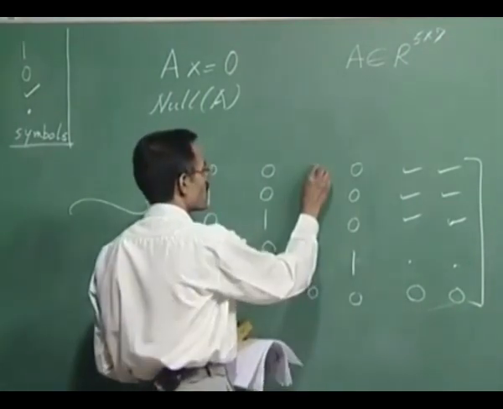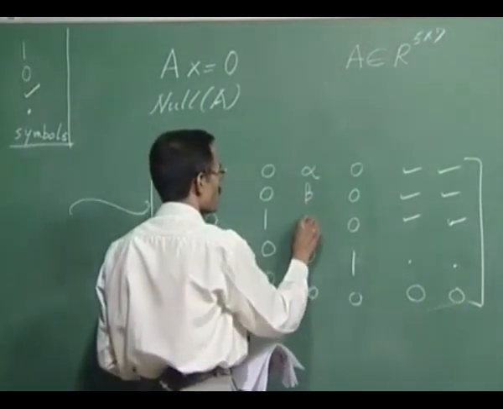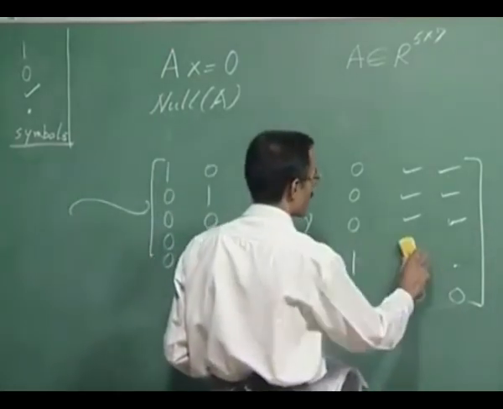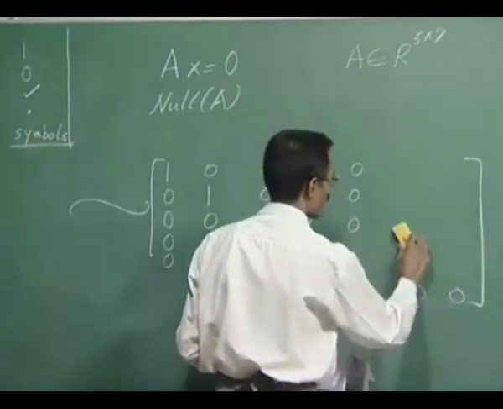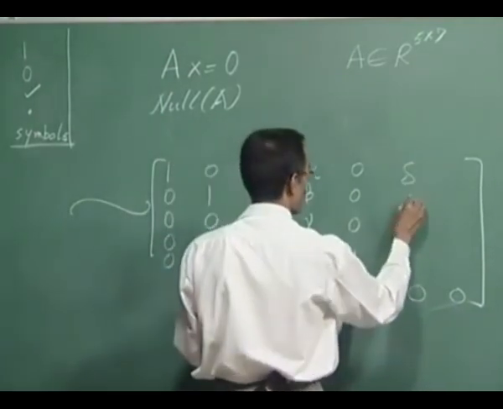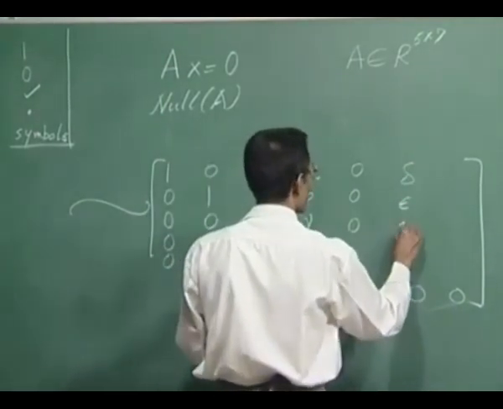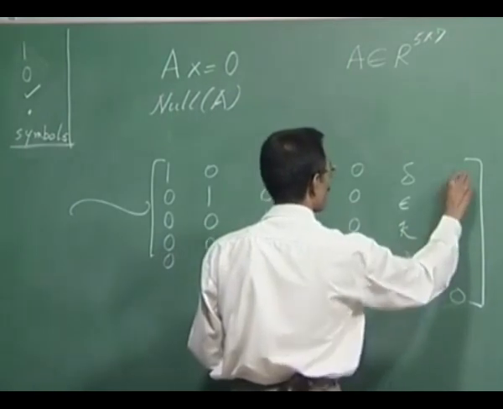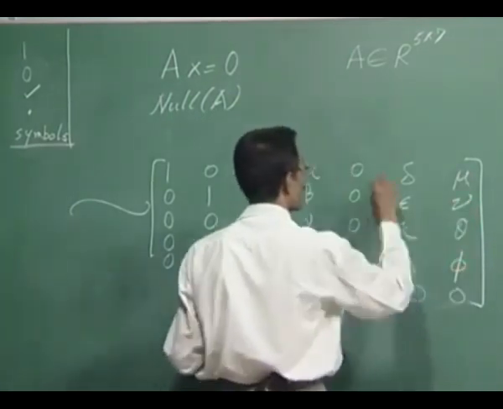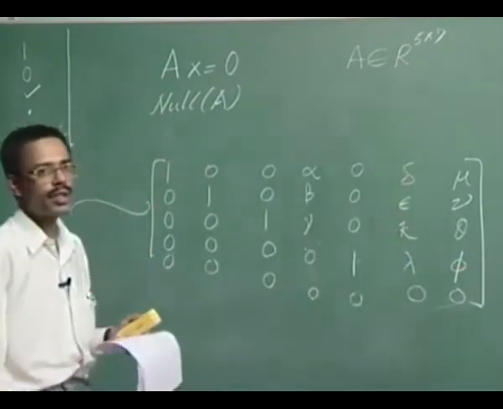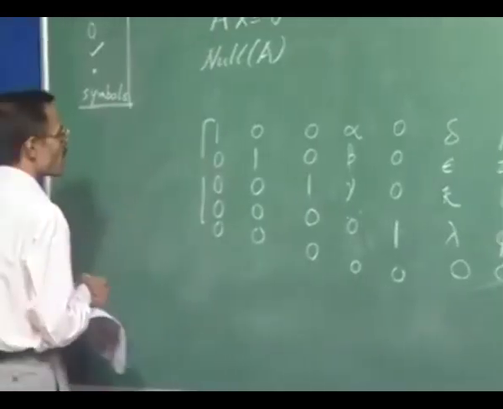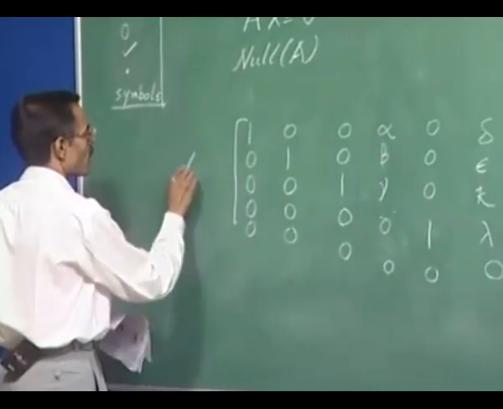The non-trivial entries, suppose we call them alpha, beta, gamma. Then the next round of non-trivial entries are in these columns. Let us give them also certain names, say delta, epsilon, kappa, lambda, mu, nu, theta, phi. These are the non-trivial entries which remain in the matrix, and now let us call this reduced, simplified matrix A tilde.